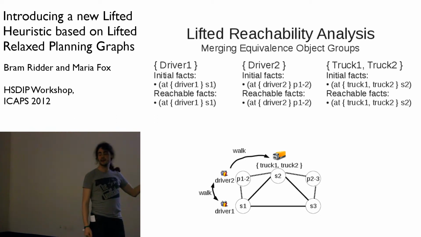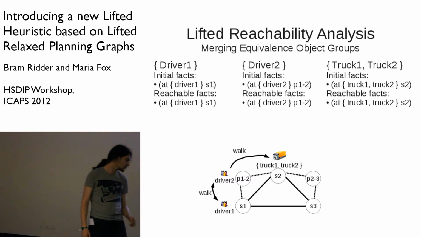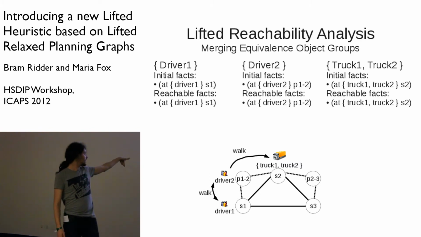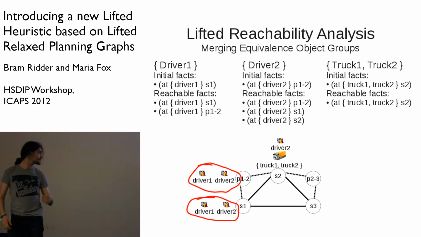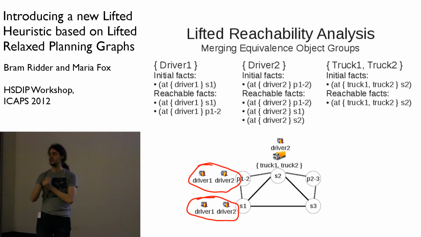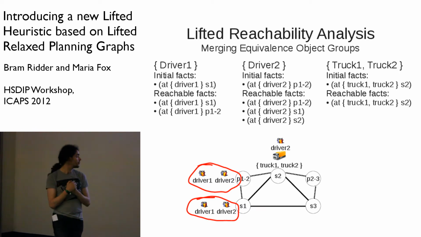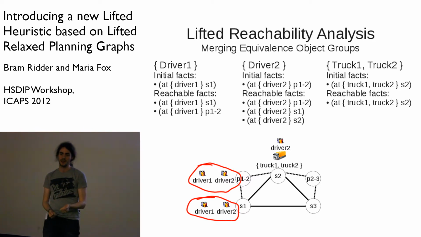As with the grounded case, we start building up the relaxed planning graph. In this case, we're going to move the drivers to S2 and P12 and S1, and we reach this state. Now we see that both drivers have reached each other's initial location, and from this point on we can treat them equivalently. Also note that in this case driver 2 reached location S2, whereas driver 1 has not. But when we make them equivalent, we know that eventually driver 1 will reach this state.